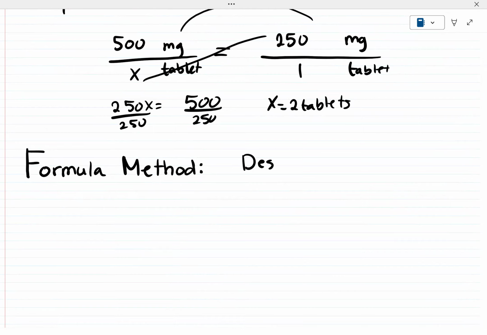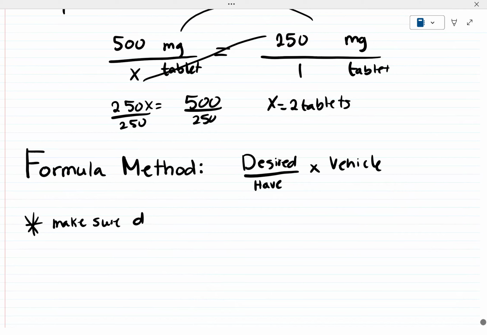It would be desired over have times vehicle, right? Before we do this formula, you have to make sure you are in the same units. So if you are doing the formula method, make sure desired and have, so this one and this one, are in the same unit.